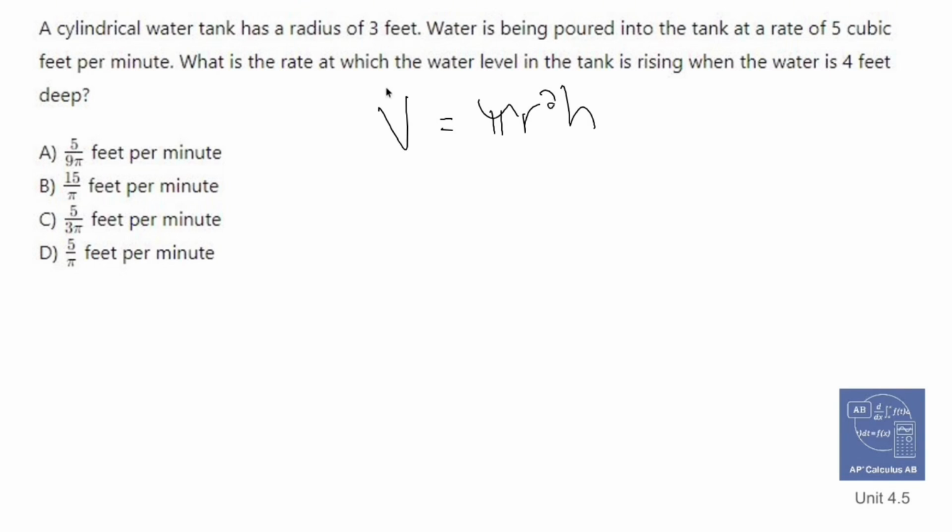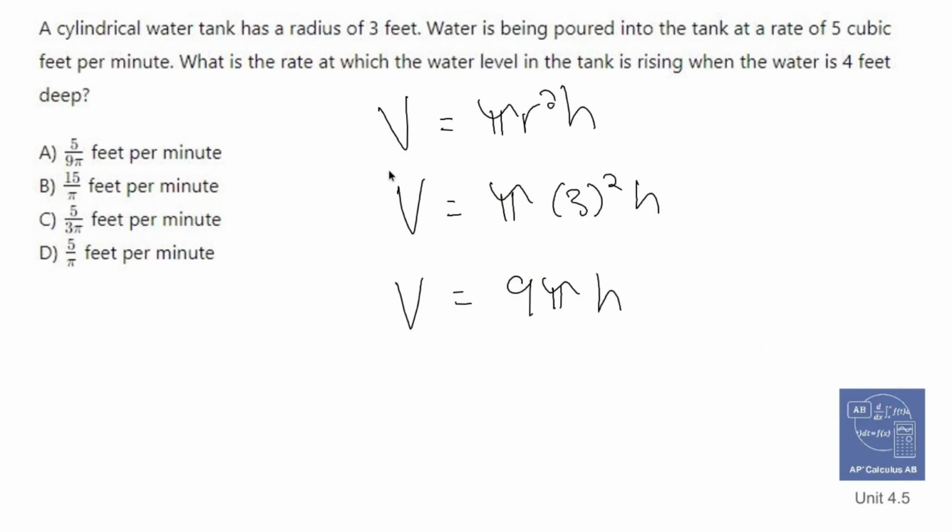But we know that the radius is 3 feet. So the volume is pi 3 squared h. Okay, so I can write out 9 pi h. Now, this is a related rates problem because I'm asking you the rate at which the water level in the tank is rising. So what I want to find is dh dt, and I know that I am pouring water in at a rate of 5 cubic feet per minute. So I know that the volume is increasing, dv dt is equal to 5.